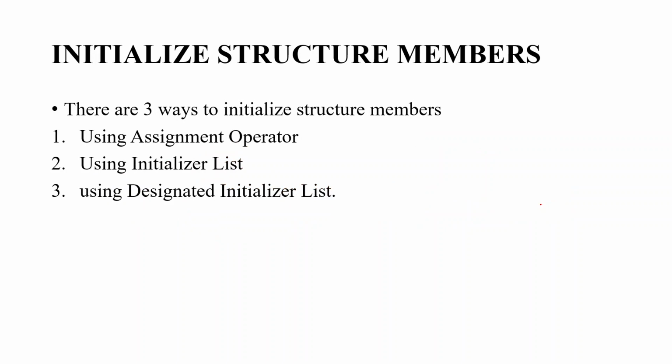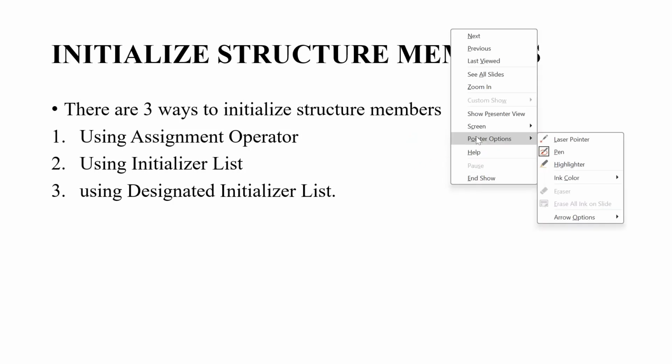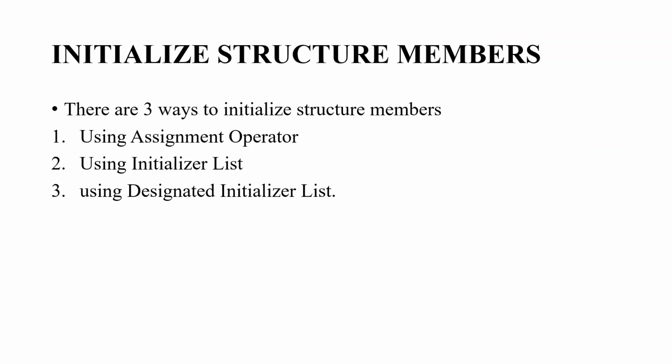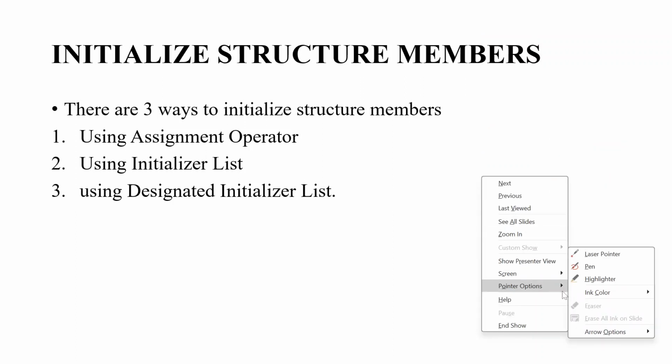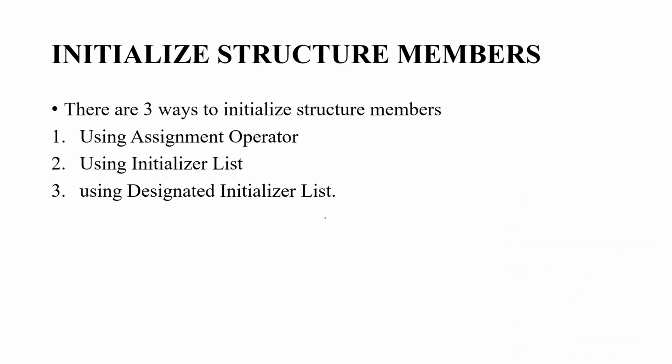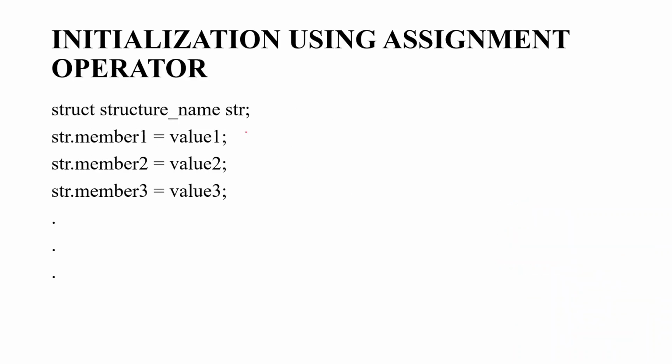Okay, how are we going to initialize values for the structure? You can initialize values for the structure using three ways: one is using the assignment operator, another is using an initializer list, and the third is using a designated initializer list. So these are the three ways you can initialize the values of the structure.